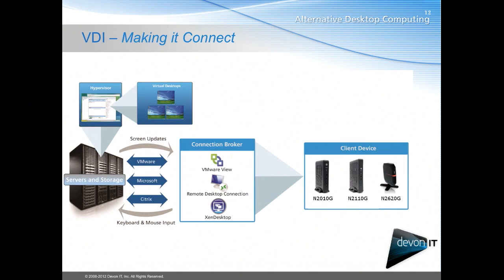So here's a short diagram showing how a standard VDI deployment would work. On your left you have servers and storage. On that server would be your hypervisor, be it provided by Citrix, Microsoft, or VMware. And that hypervisor hosts the virtual desktops. So each desktop exists on that hypervisor on the back end, not on the front end where the user is using it. Via a connection broker, be it VMware View, RDP, or Xen Desktop, a thin client device will connect into the back end to utilize that desktop.